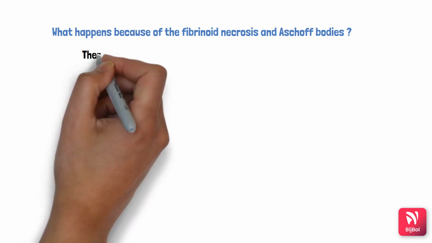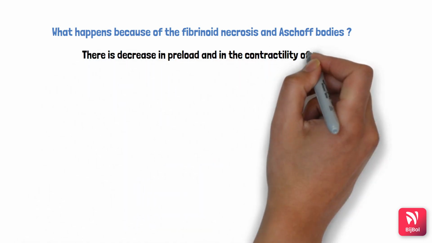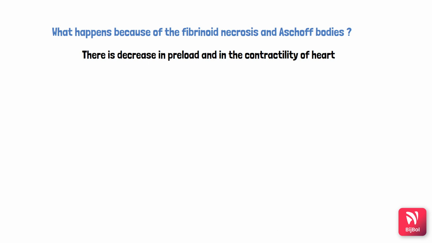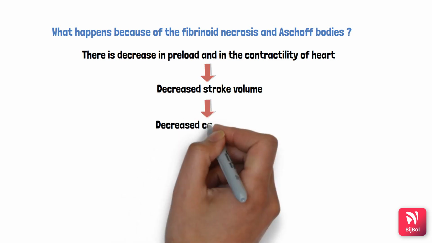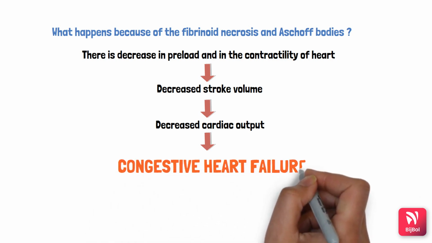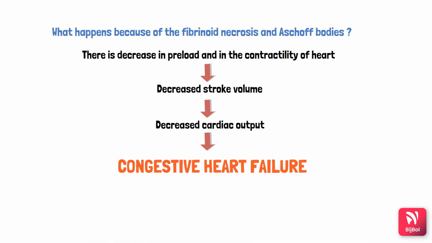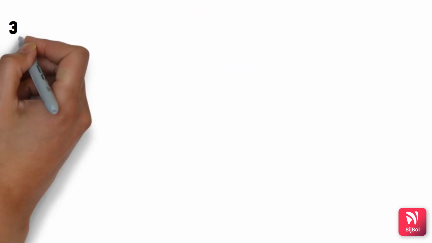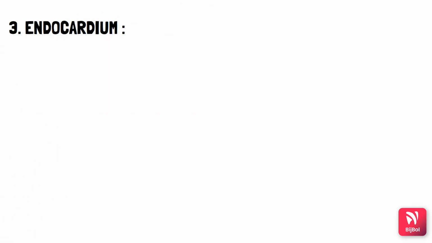This results in serious problems. What are the problems? There is a decrease in the preload. What is preload? The degree of stretch of the heart. The contractility is also decreased. Because of this, the stroke volume is decreased, and because the stroke volume is decreased, there is decreased cardiac output. A decrease in the cardiac output results in congestive heart failure. We certainly do not want that to happen.